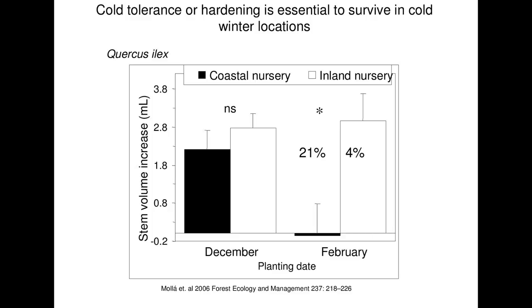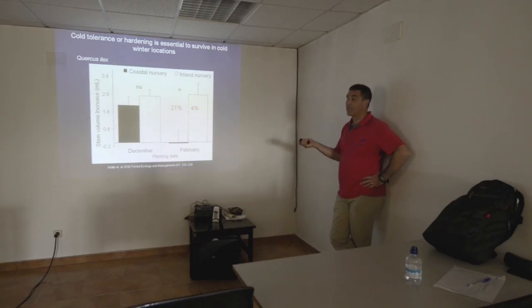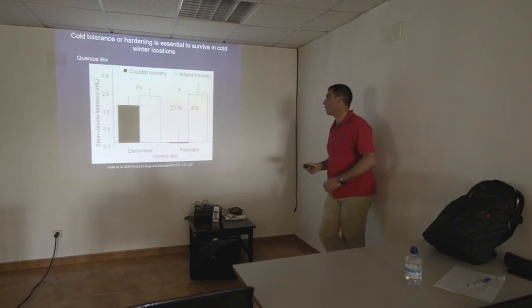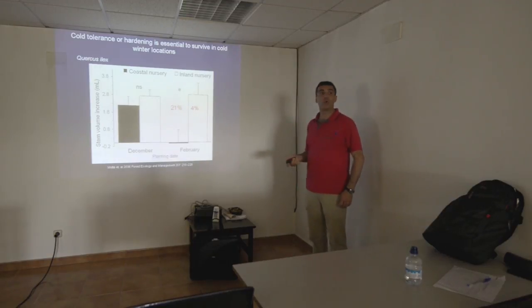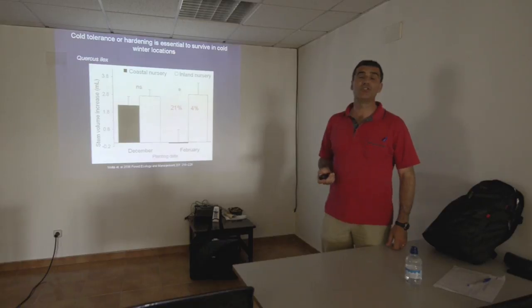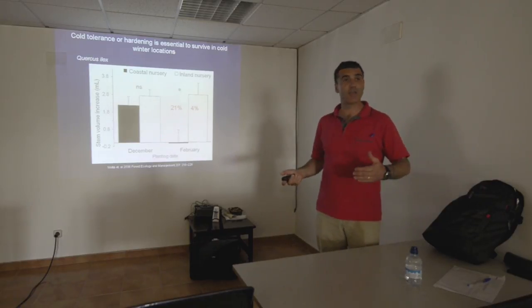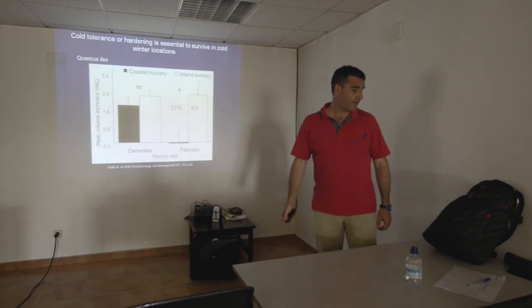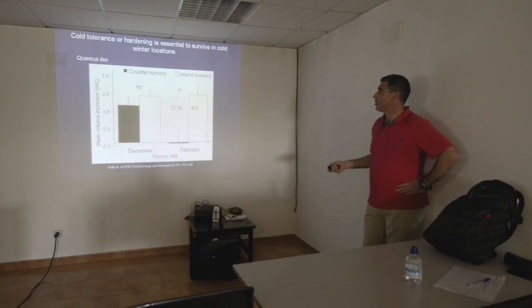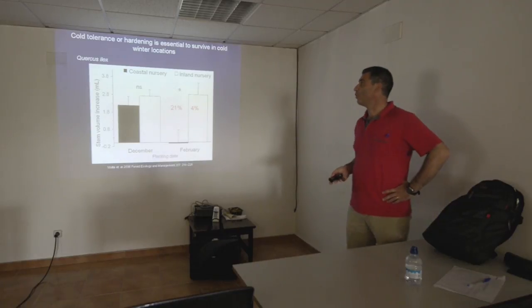The reason for this dieback is because 1 week after our plantation in the field, the plants experienced minus 10 Celsius degrees. And of course, the plants that came from the coastal nursery were not acclimated yet to cold conditions. So they experienced a lot of dieback that explained a decrease in their shoot growth. So this is an important result, because what it's telling us is that if you want to plant in winter on sites where winter is very harsh, the plants must be cold tolerant. Okay, and the location of the nursery plays in this sense an important role.